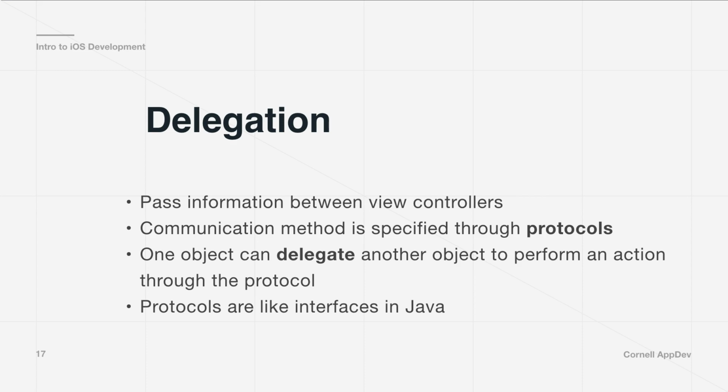So we can't really do that directly because once we're inside one view controller, we can't access another unless we have something called delegation. So delegation is a way to actually communicate between different view controllers in the app. So what you do is you create a protocol, and then you can have one object, it could be a view controller or any other object in Swift, and you delegate one object to another to perform an action. So this is very much like interfaces in Java. So you can have different classes that implement interfaces, and they have to implement the functions inside those interfaces.